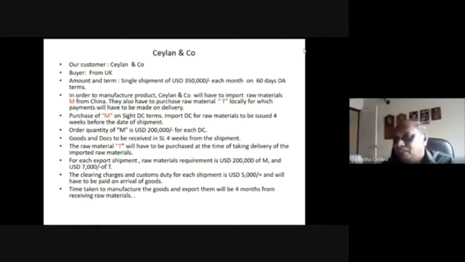That part you have to identify. Purchase of M on sight DC terms. Import DC for raw materials to be issued 4 weeks before the date of shipment. Order quantity of M is US dollars 200,000 for each DC. Goods and documents to be received in Sri Lanka 4 weeks from the shipment. The raw material T will have to be purchased at the time of taking delivery of the imported raw materials.